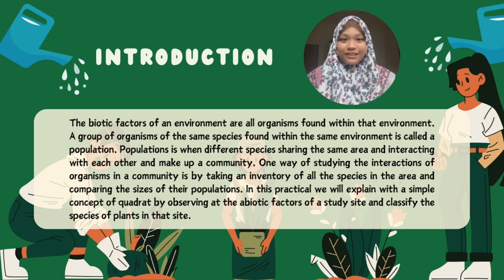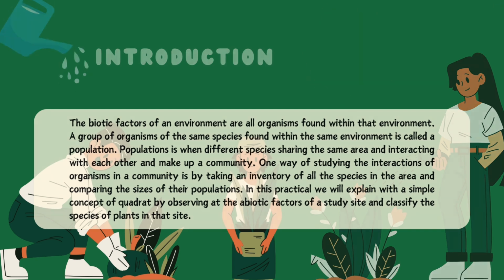One way of studying the interaction of organisms in a community is by taking an inventory of all the species in that area and comparing the size of their populations. In this practical, we will explain the simple concept of quadrat by observing the abiotic factors of the study site and classifying the species of the plants.